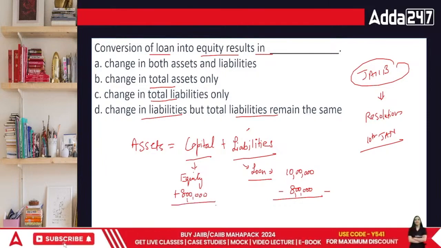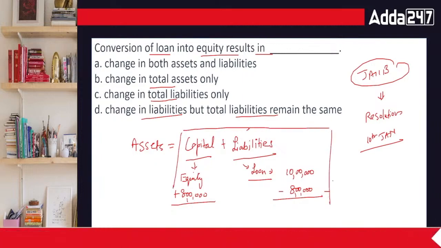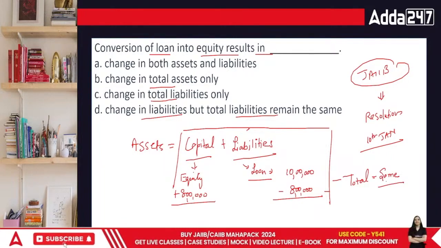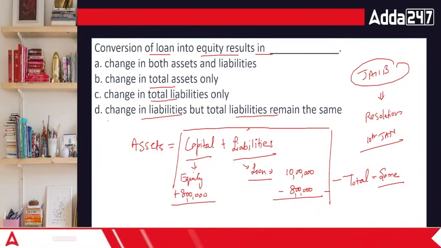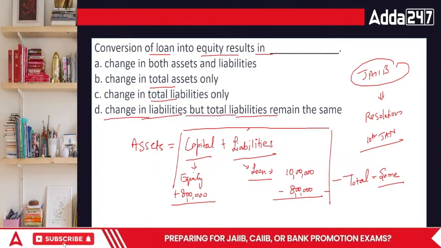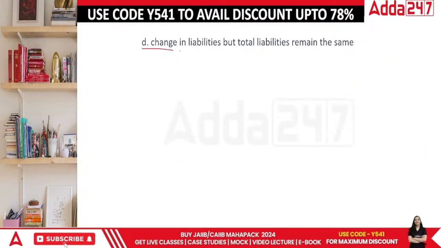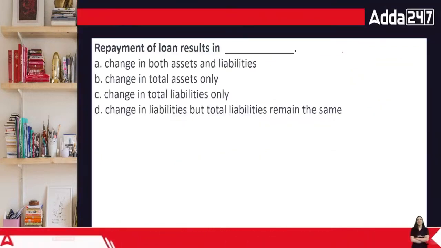The total liability side is the same, but the difference is in the values. So can I say there is a change in liabilities, but the total liabilities remain the same, right? So that's the point number D, everyone.